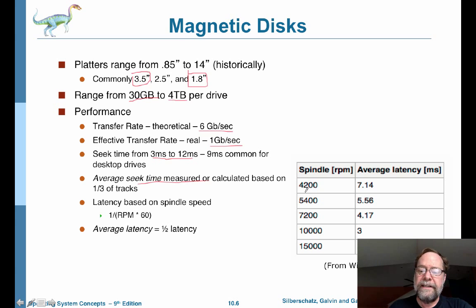Okay, so you can see on the table over here on the right-hand side your spindle speeds and the corresponding latency. It's easy enough to do the calculation. Just take the inverse of this and multiply by 60. So say 1 over 4,200 multiplied by 60 gives you 7.14 millisecond latency.